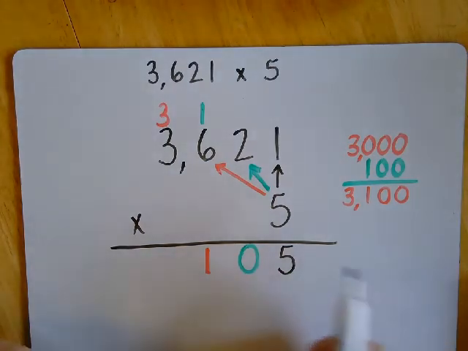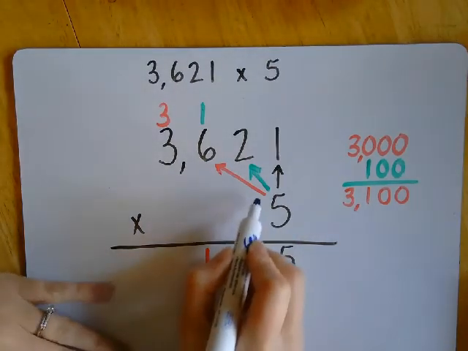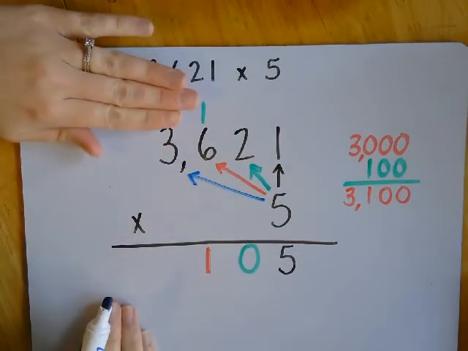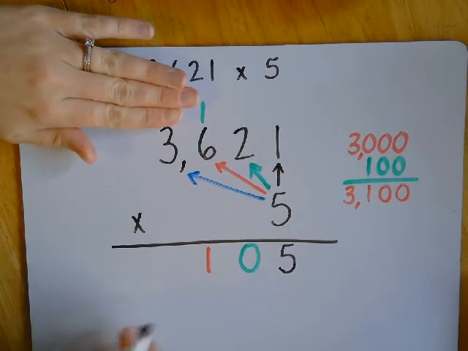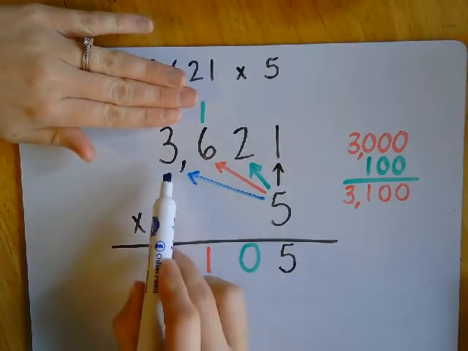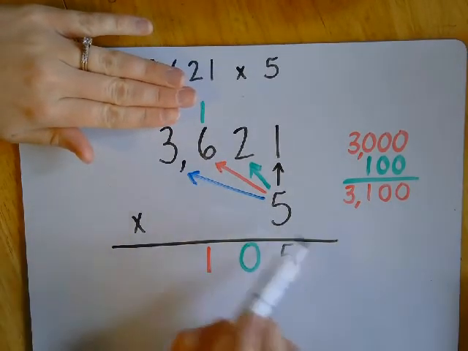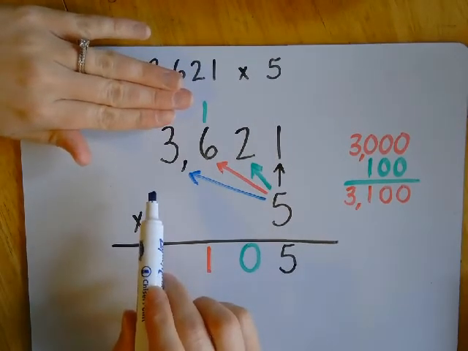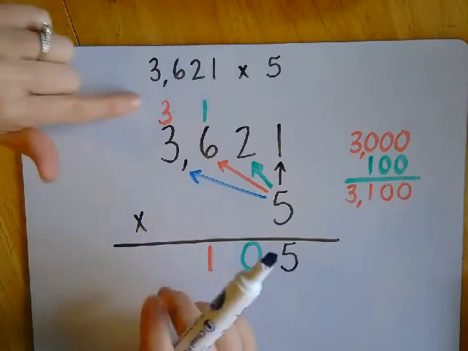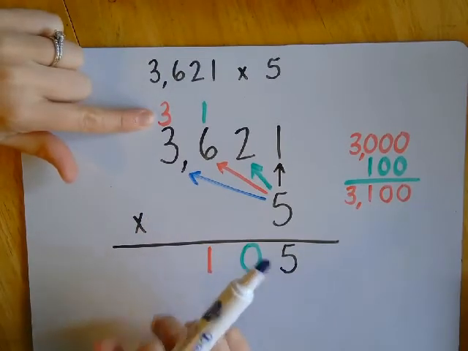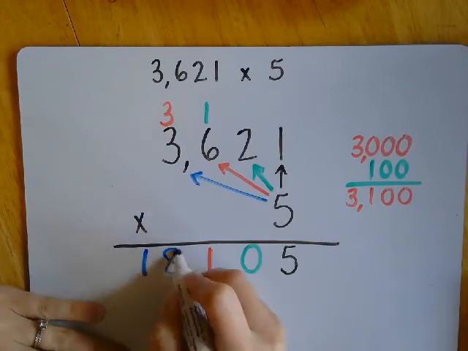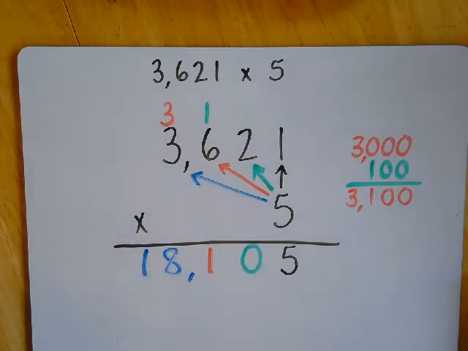Okay, last we are going to multiply by the thousands place. I need to do this step before I even worry about the 3 up here. So 5 times 3,000, I could think of that as 5 times 3. I know 5 times 3 is 15, plus 3 more is 18. So it becomes 18,105.